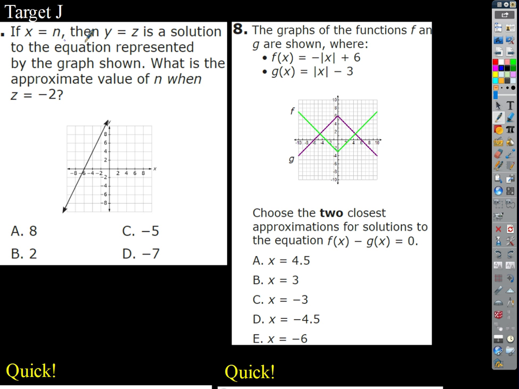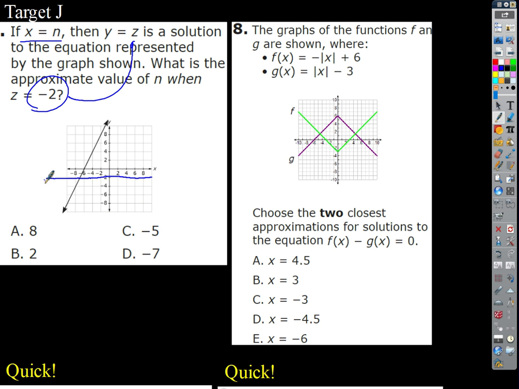So if x equals n, then y equals z is a solution of the equation represented by the graph. What is the approximate value of n when z equals -2? Well, z is just the y value, isn't it? So all they're asking for is what's going to be the x value when the y value is -2? That's easy enough, right?